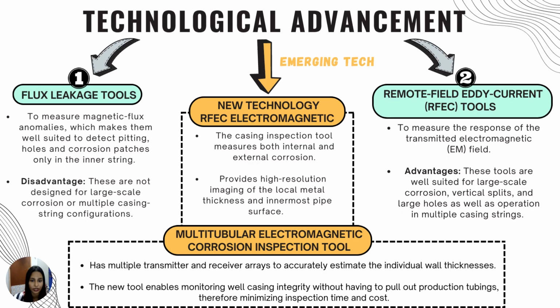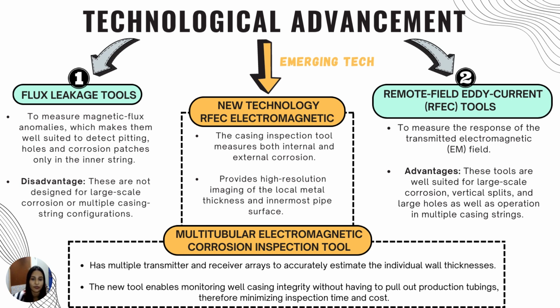All right. So next will be our technological advancement and our current status. Firstly, there was once a flux linkage tool which was used to measure the magnetic flux anomalies, and it is well suited to detect pitting, holes, and also corrosion patches. However, the disadvantage is that they are not designed for large scale corrosion or multiple casing strings.